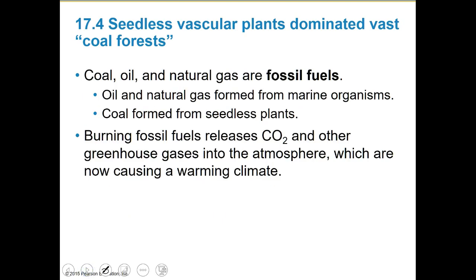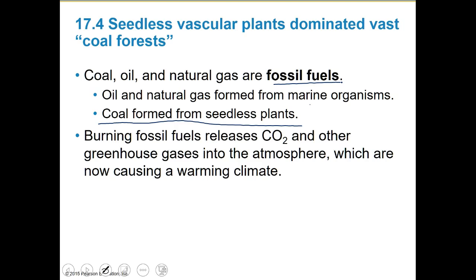All right. Coal, oil, natural gas, or fossil fuels. Oil and natural gas formed from marine animals, but coal formed from seedless plants. So just a general thing, with the whole fossil fuels, a lot of it actually comes from our seedless vascular plants that died over time. Although there's lots of jokes about dinosaurs and dinosaur bones, really a good majority of fossil fuels come from these seedless plants.